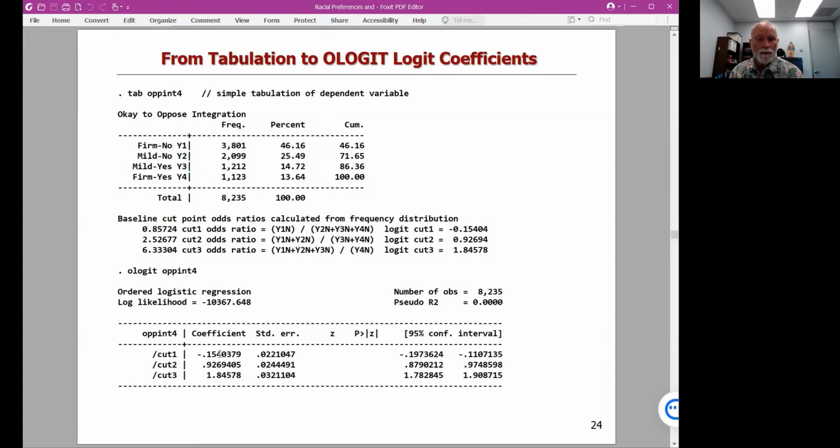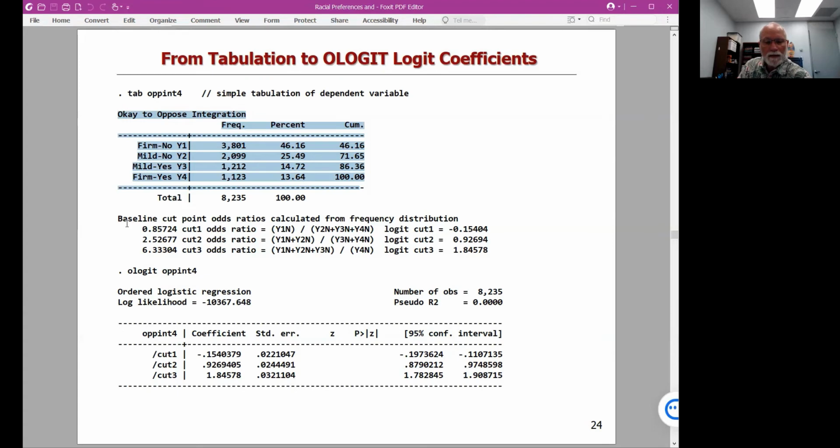It's just representing the simple, let me just say this more carefully. We start with a simple tabulation of how respondents are distributed across the categories of opposing, is it okay to oppose integration? Strong no or firm no to firm yes. Here's how people are distributed by cases in the data set. Here's their percentage distribution, and the percentage distribution would be the basis for a histogram. And we're simply saying, well, how can we model these percentages?